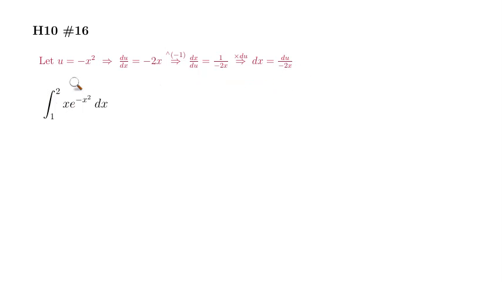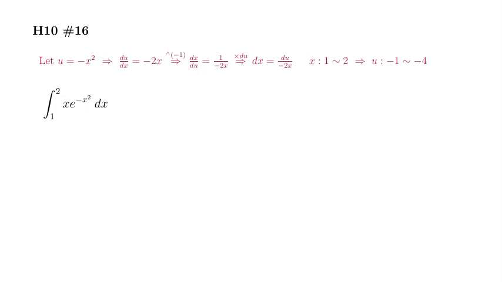Also, since this is a definite integral, we need to convert the lower limit and the upper limit. Originally the x value is going from 1 to 2, right? Then we're going to use this substitution equation to find the corresponding u value. So when x equals 1, u is going to be negative 1. When x equals 2, u is going to be negative 4. So u is going to go from negative 1 to negative 4.